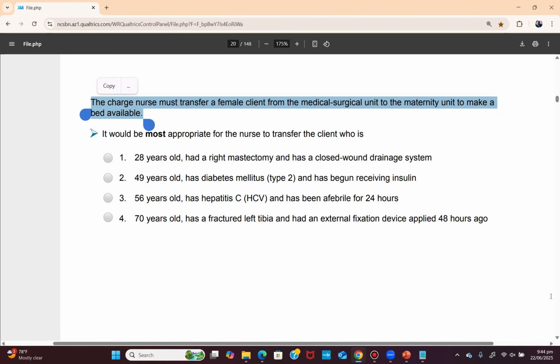Am I making sense? Now, look at the body of the question saying, the charge nurse must transfer a female client from the medical surgical unit to the maternity unit to make a bed available. That's the information we have right now, right? A charge nurse must transfer a female client from where? The medical surgical unit to maternity.